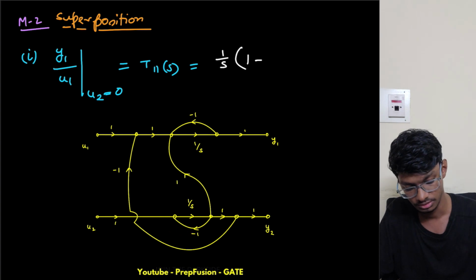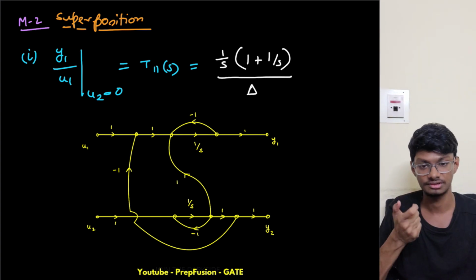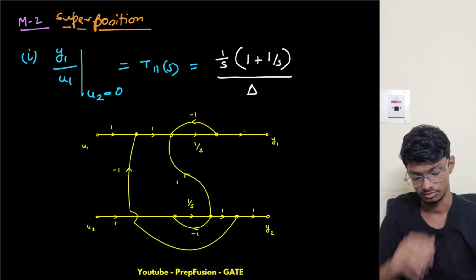Minus 1 by s, so it will become plus 1 by s, right? I'm not writing the delta right now. Delta we will leave out. This is the trick: you don't solve delta right now, you solve delta at the end.